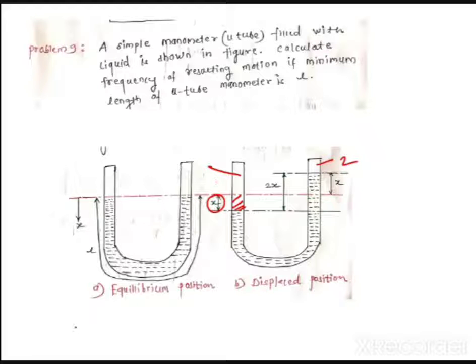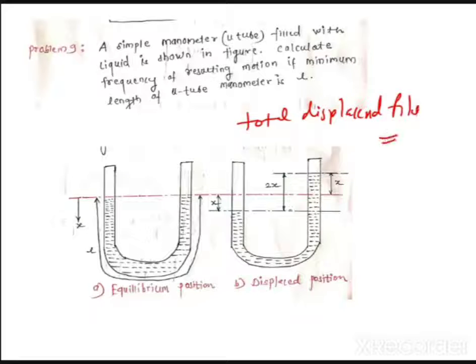Okay. So now tell me what will be the total amount of displaced fluid, considering both the tubes. You can see here, I have mentioned. What is the total displaced fluid? 2x, right? So x lowered in the first column, x raised in the second column, second tube, sorry. So the total is 2x.